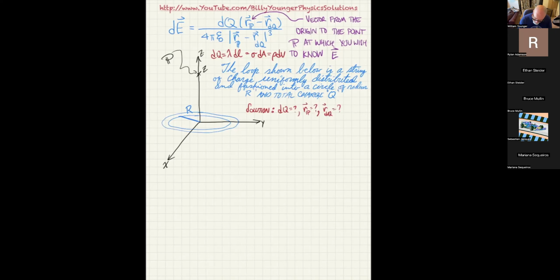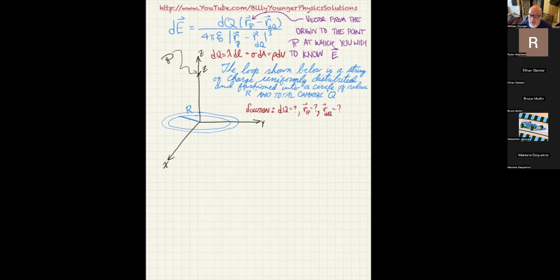rp is the vector that points from the origin to the point at which we wish to know the electric field. Can anybody guess what that rp will be? Speak out if you wish, but you can also type it in chat. Might not be so easy to do, but in principle, you can. Anyone?